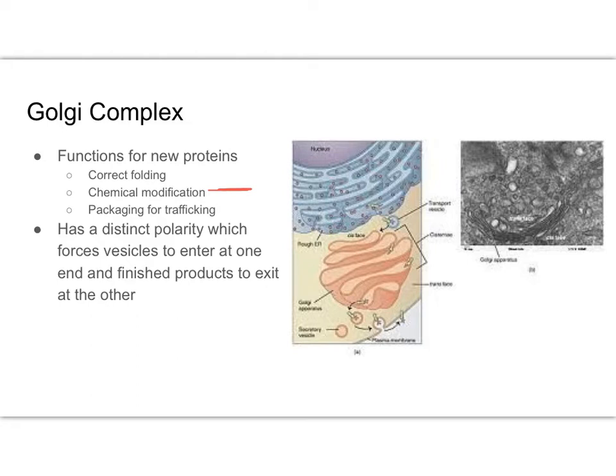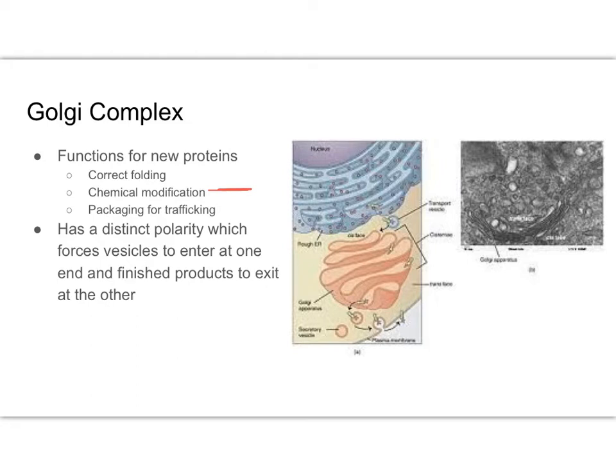A common example of these proteins that are being made and shipped out are hormones. They're going to travel a long distance in a multicellular organism, so they need to make sure that they're packaged properly so that they can be shipped out. This Golgi complex has a distinct polarity.